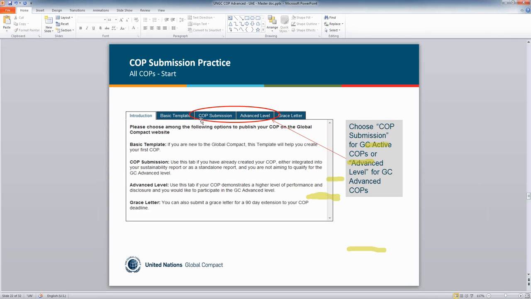Do you want to do your regular COP submission? This will allow you to send your COP at the active level. If you remember, we had three categories. The lowest category was a learner, where the COP didn't meet the requirements. The second one was active, where the COP met the minimum requirements. The third one was advanced. In this group, I'm hoping we all want to achieve the advanced level, so we would click here, on the advanced level.